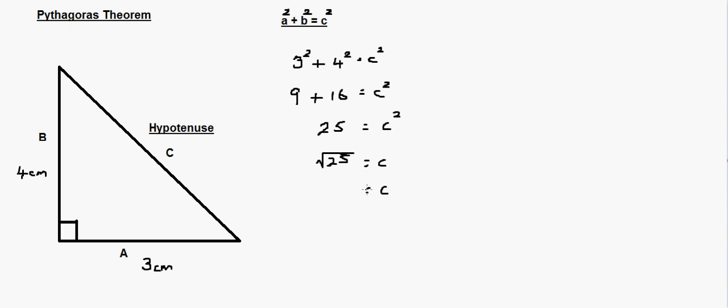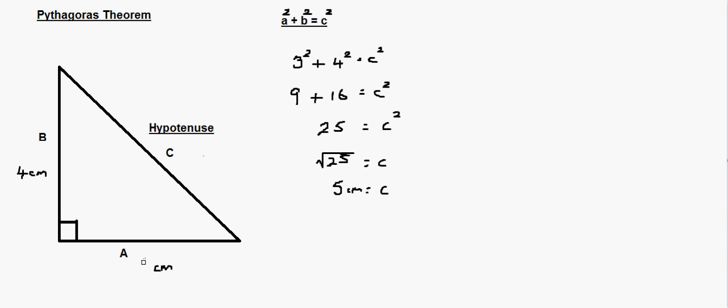So the square root of 25, now we know that it's plus or minus 5, but of course because we're dealing with measurement here, we can't have negative measurements, or not at GCSE level anyway. So we can say that c is 5 centimeters. Okay, so it's all quite nice and simple. So let's maybe do another one so you get the idea.